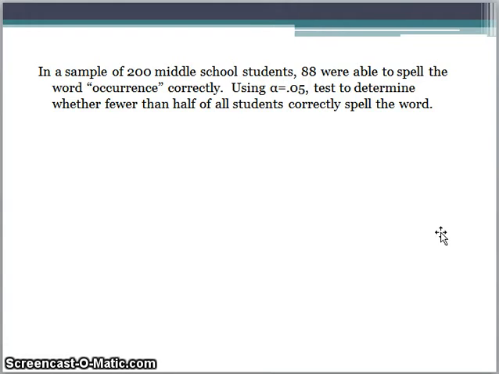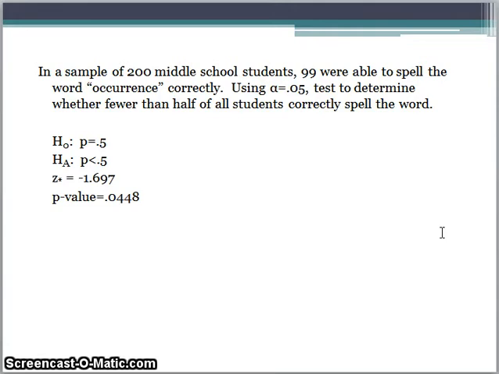So suppose we took a sample of 200 middle school students and 88 were able to spell the word occurrence correctly. If we use alpha equals 0.05, test to determine whether fewer than half of all students correctly spell the word. Again, we have x out of n, so that tells us it's a proportion, 88 out of 200. They want to test whether fewer than half, so that means our alternative hypothesis is p less than 0.5.